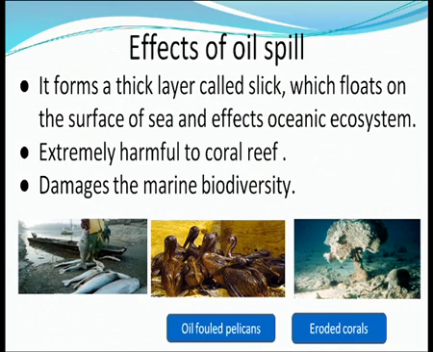Effects of oil spill: it forms a thick layer called slick which floats on the surface of the sea and affects the oceanic ecosystem. Friends, we all know oil is lighter than water and it forms a cover over the water. As a result, it cuts off the oxygen supply for the organisms in the water. Extremely harmful to coral life, it damages marine biodiversity.